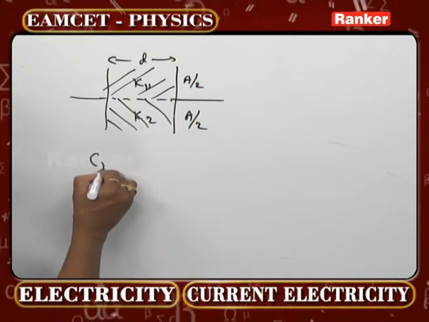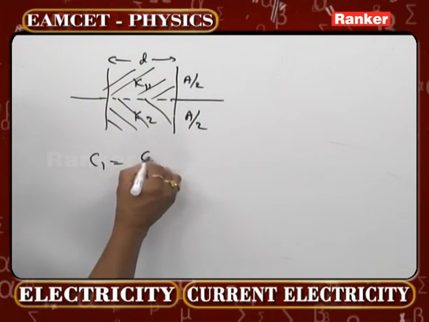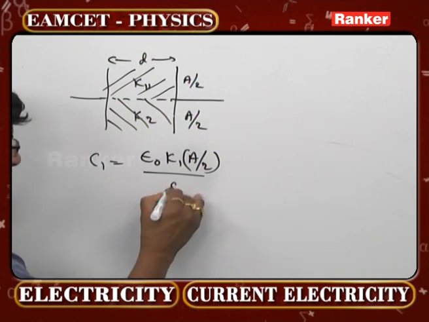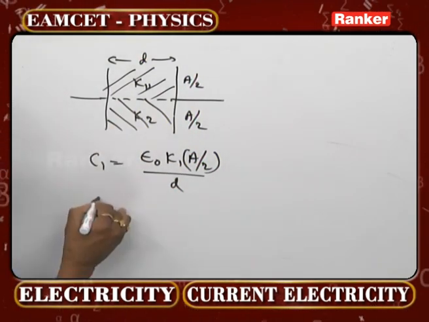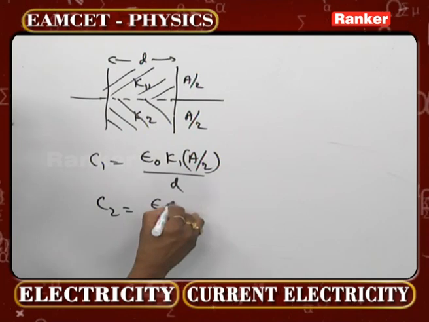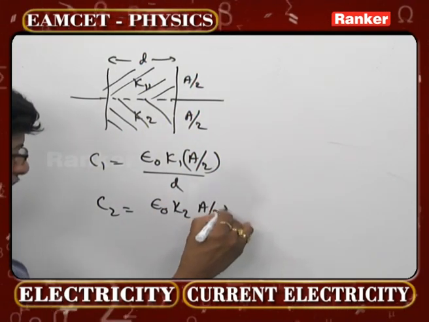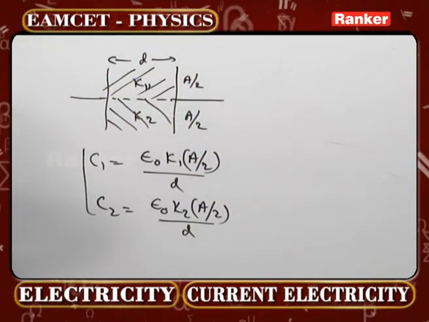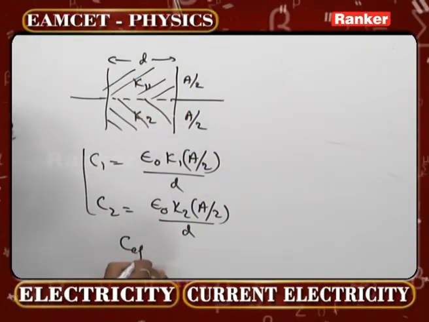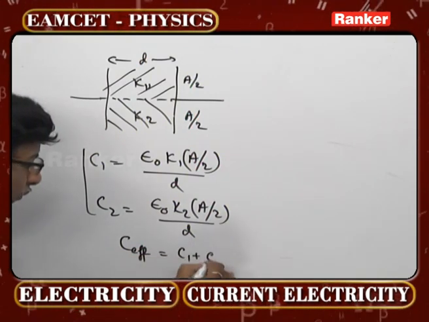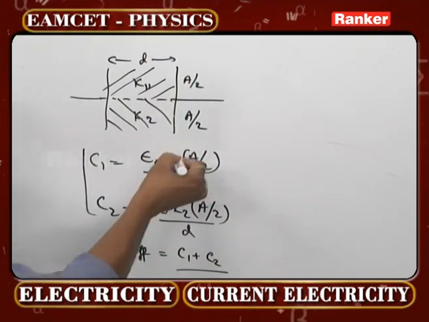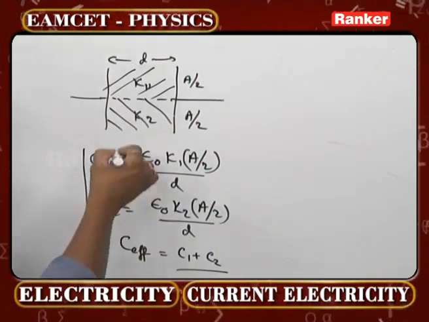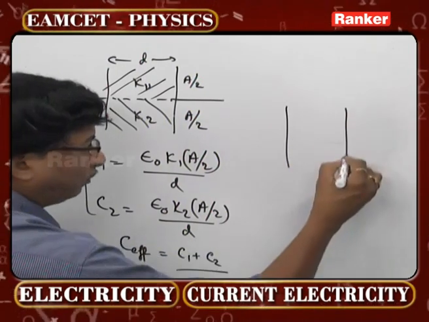So what will be the capacity of the upper condenser now? Epsilon naught K1 into A by 2 by D. Likewise, what is the capacity of the lower part? Epsilon naught K2 into A by 2 by D. You can understand now both are connected in parallel. Then what will be the effective capacity of the system now? Simply C1 plus C2. By simply adding these two, you can get the effective capacity. Exactly like that, they may ask you the other way sometimes.